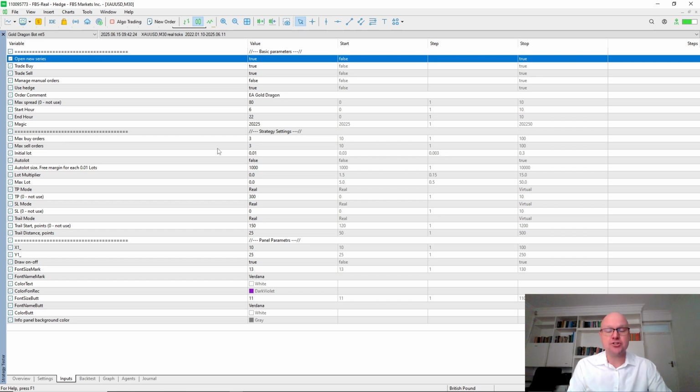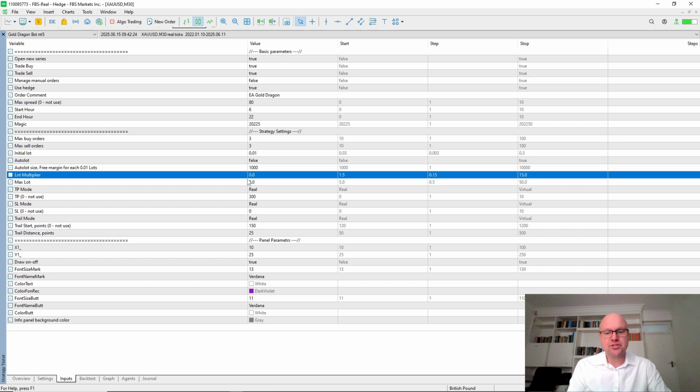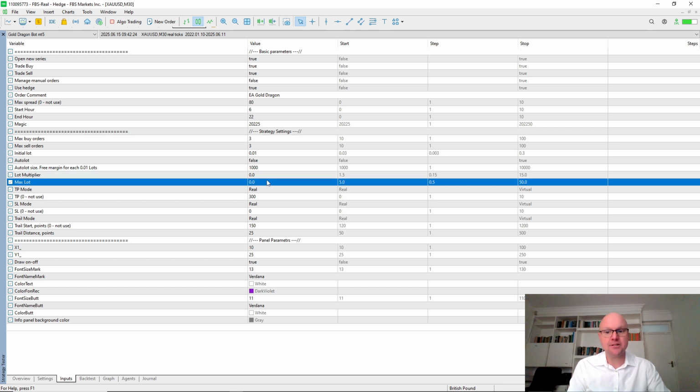Now for the initial lot sizing for this testing, we're using 0.01 and the auto lot is set to false, meaning each trade in the backtest will be set at the same size. It also has a 0 set for lot multiplier and max lot, because it doesn't use grid or martingale or any of those dangerous types of strategies.